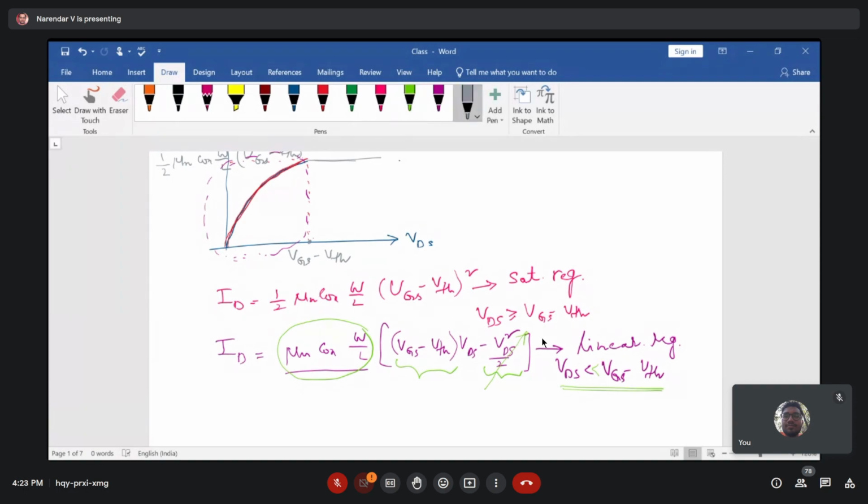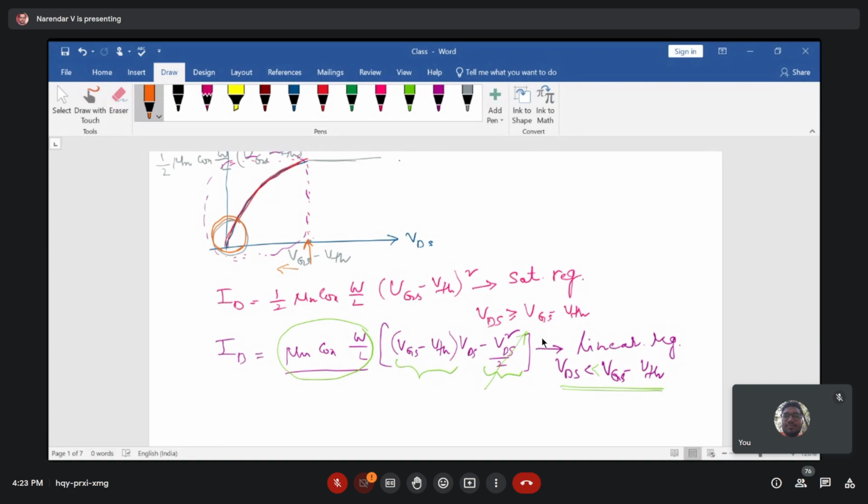What we are trying to say is that VDS is much less than VGS minus VTH. It means that you are talking about the region somewhere here. I mean to say that the region we are discussing is where the VDS value is much less than VGS minus VTH, and there is a point which is VGS minus VTH, and you are much less than that, well below this value of VGS minus VTH.